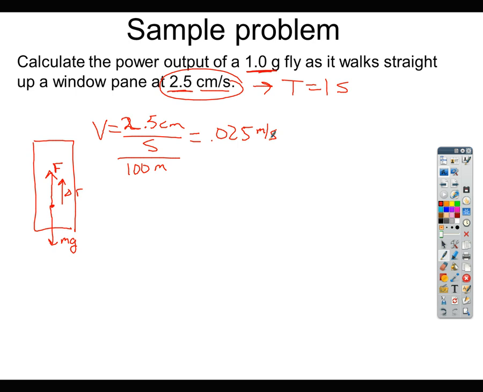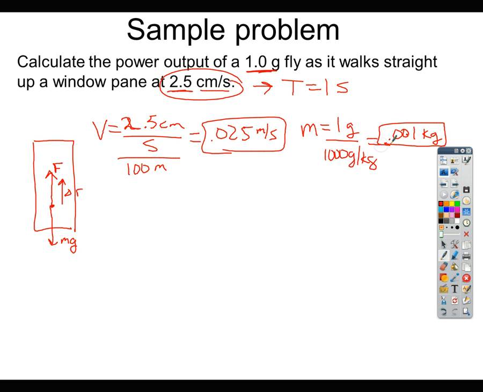The mass, on the other hand, is also messed up. We need to make sure that our mass is in kilograms. Right now it's in grams. 1 gram divided by 1,000 grams in a kilogram should give you 0.001 kilograms. So now we have everything in our standard units of meters per second and of kilograms.